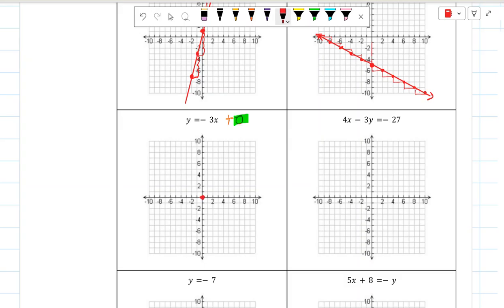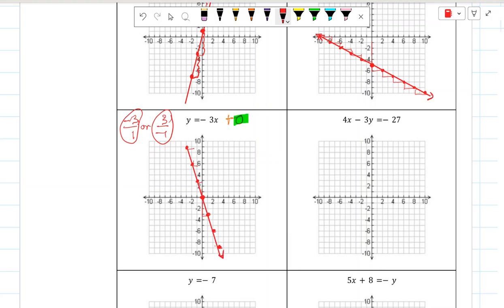And my negative 3 is a slope, and that's negative 3 over 1, or 3 over negative 1. So let's use the first one. Negative 3, 1. So that's down 3, right 1. Down 3, right 1. And you just keep on repeating that. Now use the next one. That's up 3, left 1. Up 3, left 1. And you can see that all of these are lined up.